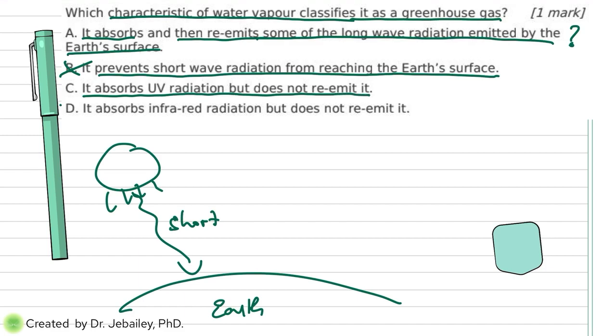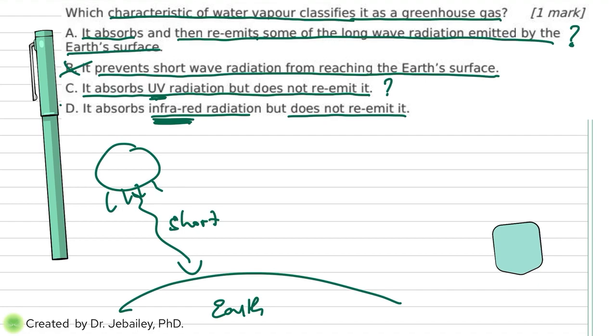It absorbs the UV radiation but does not re-emit. That's another one where a student says, maybe it does absorb the UV radiation, so I don't know. Or students will say, I don't know what UV radiation is, so put it to the side. And then it says it absorbs infrared radiation but does not re-emit. So then students are stuck between these 3, right? I don't know if it's UV, I don't know if it's infrared, and then here I don't know if it absorbs and then re-emits some of the long radiation by the Earth's surface. This is where students get stuck.